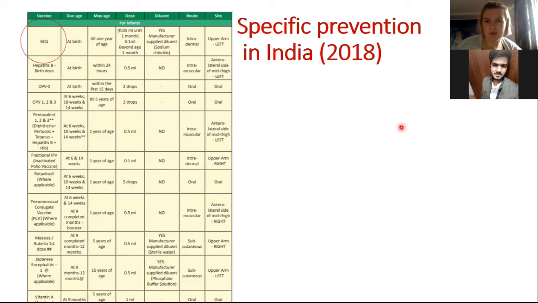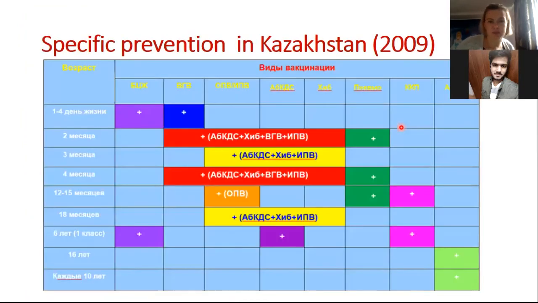If we compare your immunization schedule with our immunization schedule, specific prevention in Kazakhstan, this BCG is for 1 to 4 days after birth. We did it before at 6 years, before school, after a negative Mantoux test. In Soviet countries, we did this vaccine 3 times: after birth, before school, and at 12 years old.